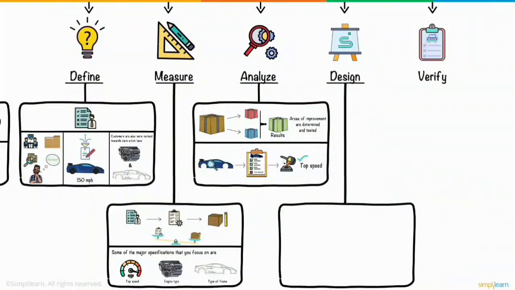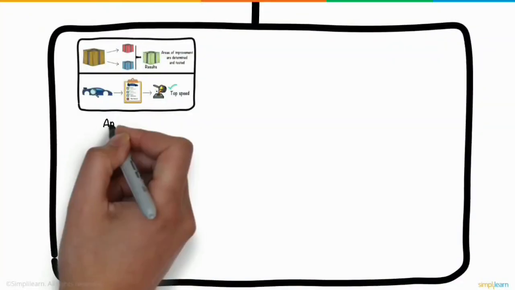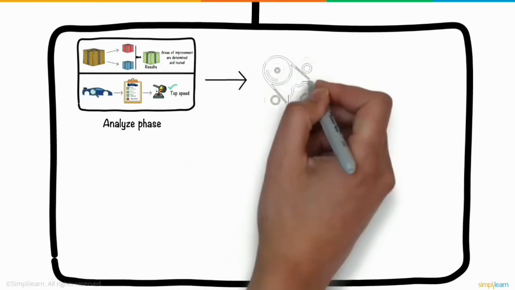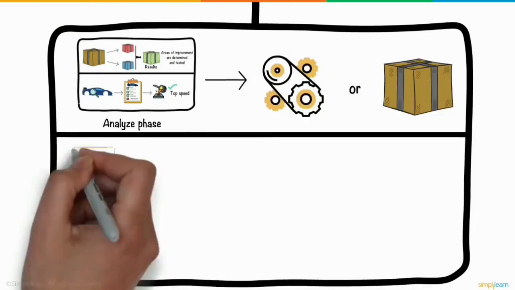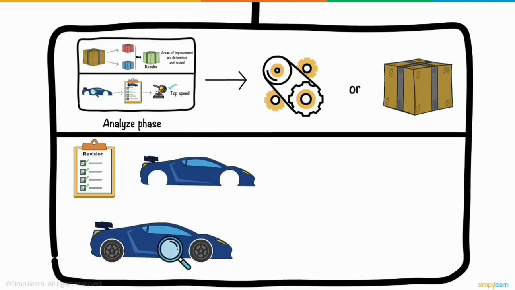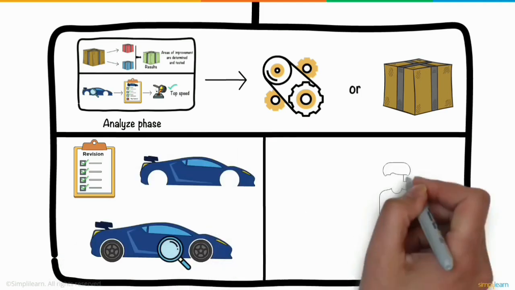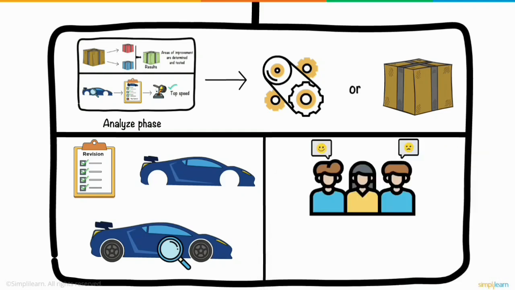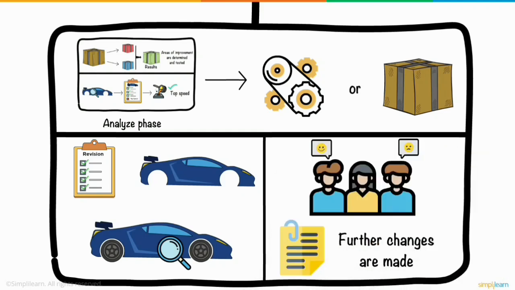Following this, the Design phase. Based on the learnings from the analysis phase, the new process or product is designed. Revisions are made to the model, and the car is manufactured with the new material. The analysis phase is repeated based on the new design. You also bring in a focus group and see how they receive it. Based on their feedback, further changes are made.